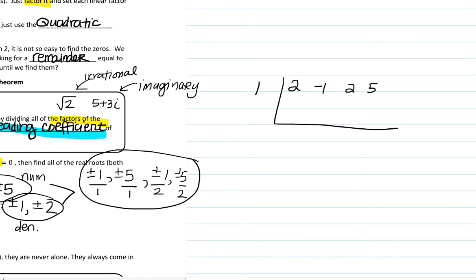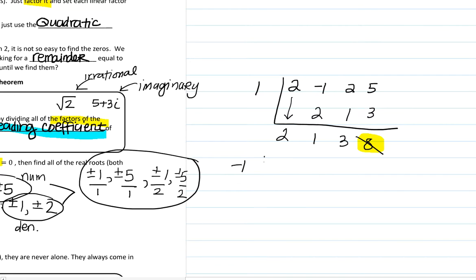Now, I only care about the last thing. I only care if this is a 0, the remainder. If it's not a 0 and I can figure out real quickly it's not going to be 0, I could just stop and start over with another number. Don't need to finish each one. So let's just go. Bring it down, multiply. Add, multiply. Add, multiply. I'm going to get a remainder of 8.